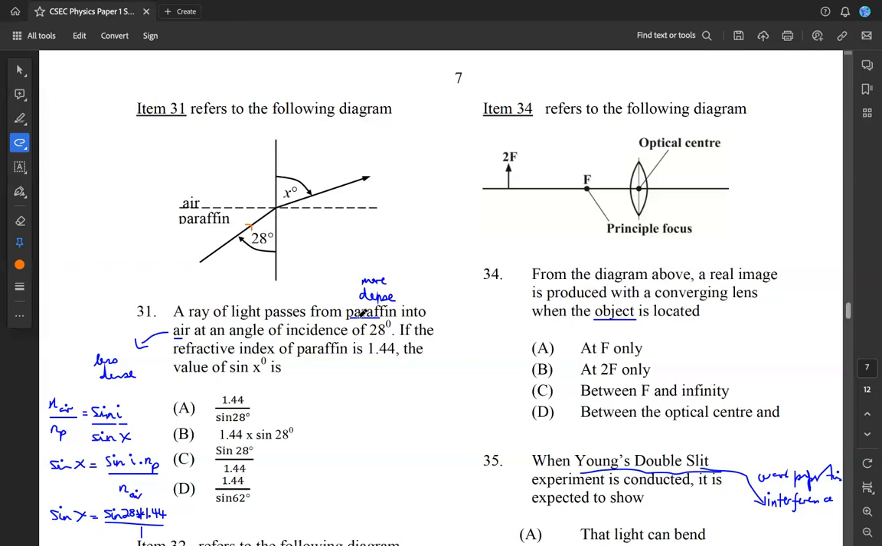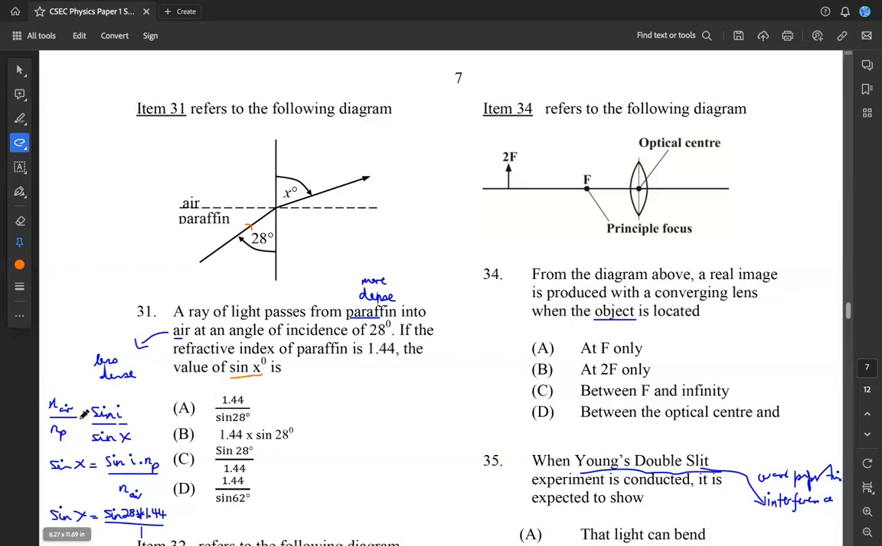And so they're saying now, if the refractive index of paraffin is 1.44, we need to find the value of sine X, which is our angle of refraction. So we're going to apply Snell's law, writing out the formula we need to use to find the value of sine X, the value of this angle of refraction.